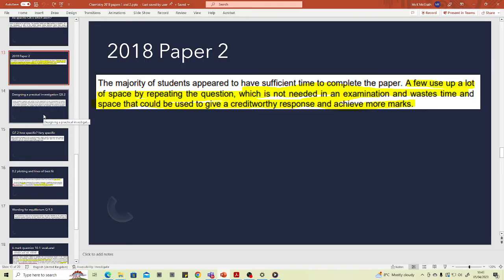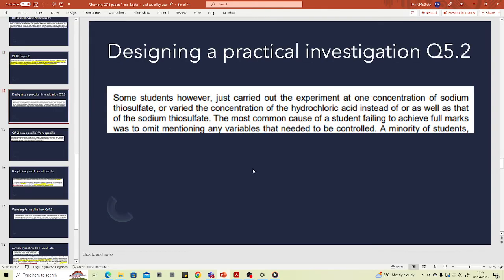But first of all, let's make sure that we're being really precise about our independent variable, our dependent variable, and our control variable. For this particular one, some students just carried out the experiment at one concentration, so they didn't give a range for their independent variable, or they varied two things, so they didn't have separate independent and dependent variables. And then the most common cause was omitting mentioning any variables that need to be controlled.